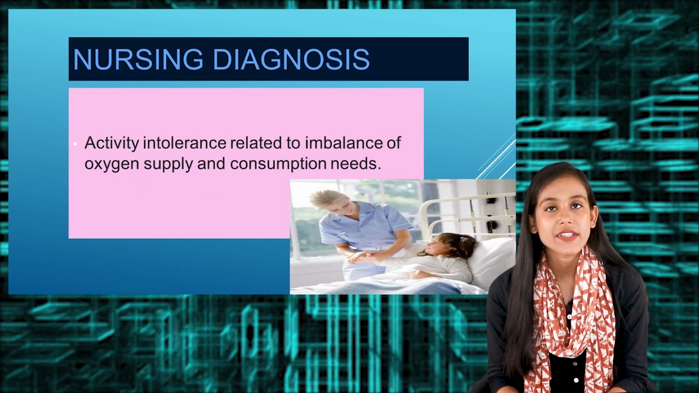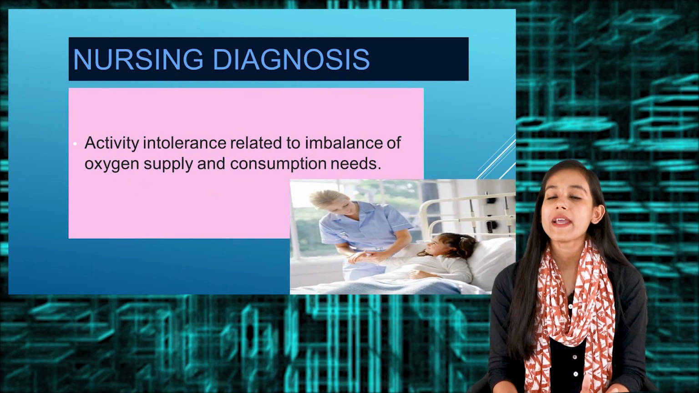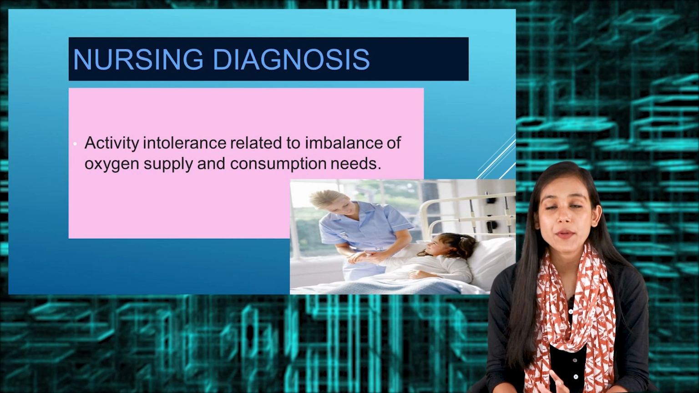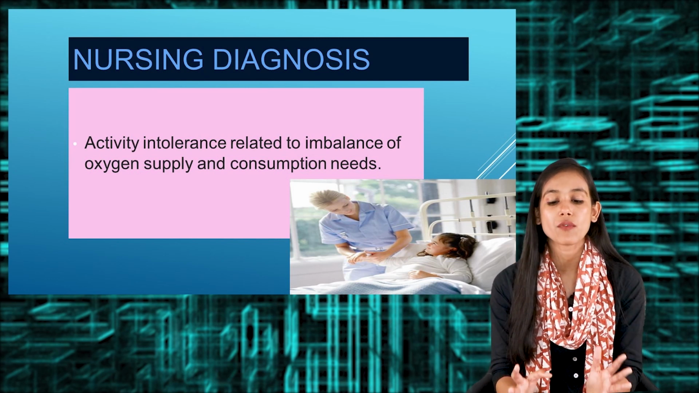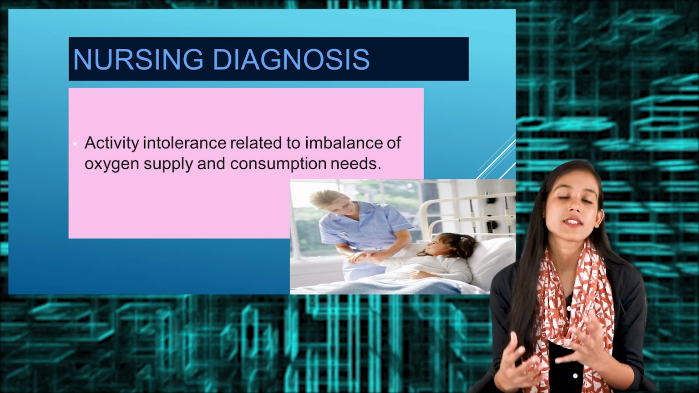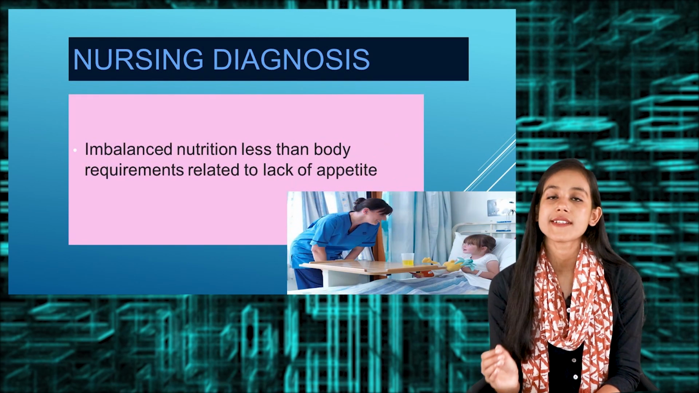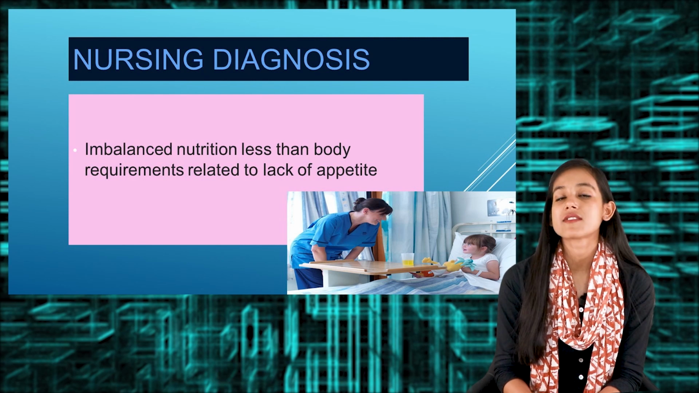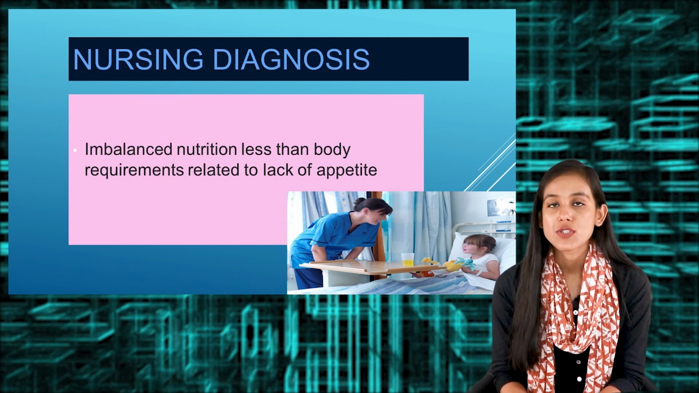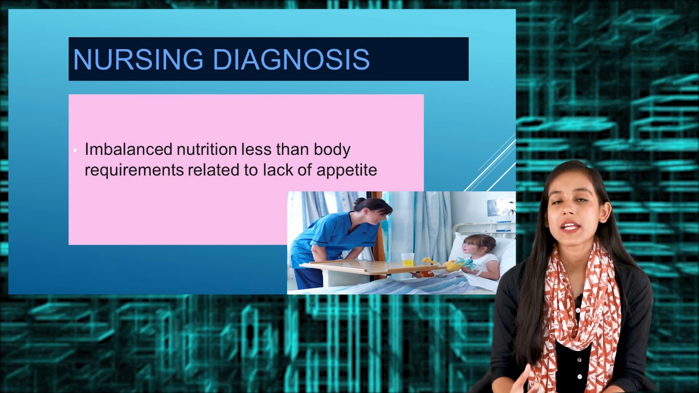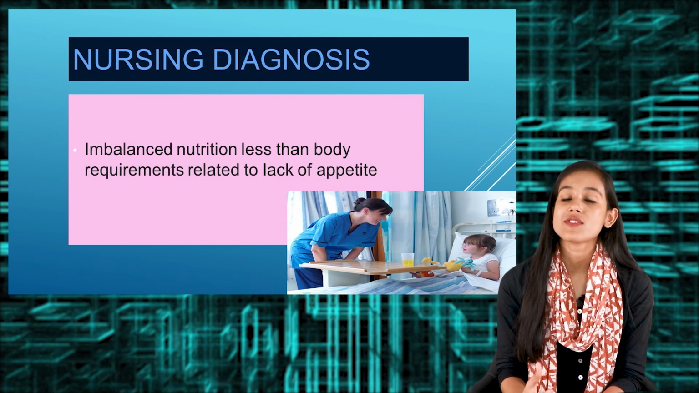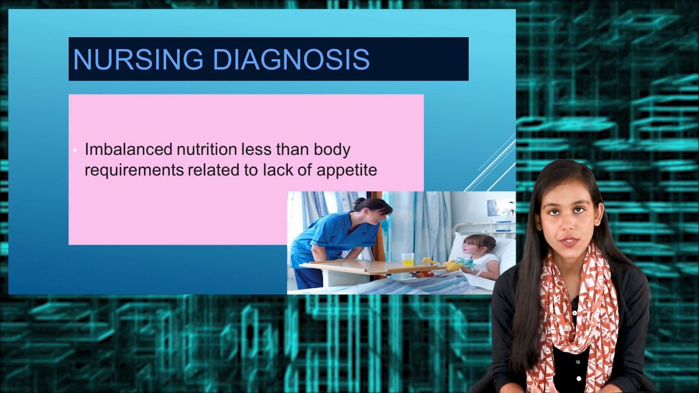Next, there will be activity intolerance. Why will there be activity intolerance? Because there is an imbalance of oxygen supply and consumption needs. Also, there would be imbalanced nutrition, less than body requirements, related to lack of appetite. So the child will have less appetite. Because of that, there would be imbalanced nutrition, less than body requirements.